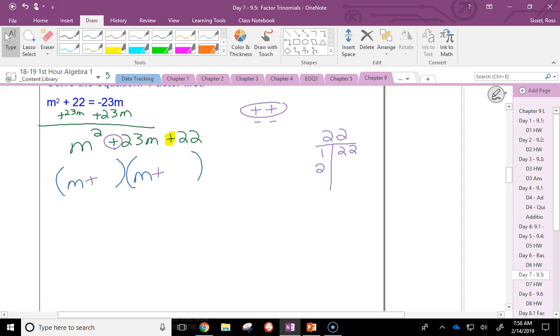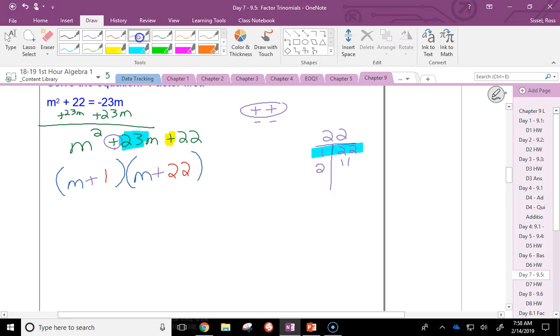So you always factor your c term. C term was 22. Now, because we're adding, we have to get it so our 2 factors have to equal 23 when you add them. Obviously, we would use 1 and 22. And because we're using addition, it does not matter which order you put them in. So m plus 1, m plus 22.